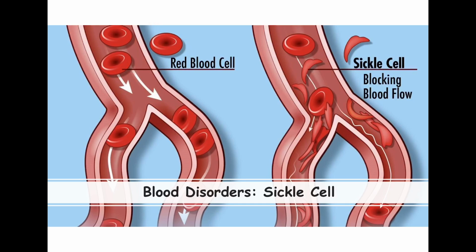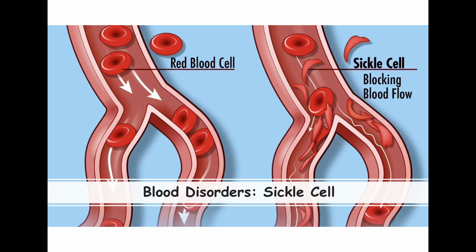And a lot of times when they're flowing through the capillaries, because of their shape, they can get stuck. And if they get stuck, they block the capillaries, leading to something called a crisis. If it gets really bad, it can actually lead to organ failure, organ damage, and some other issues that can happen. So sickle cell is not a great thing because of its potential of blocking blood flow.